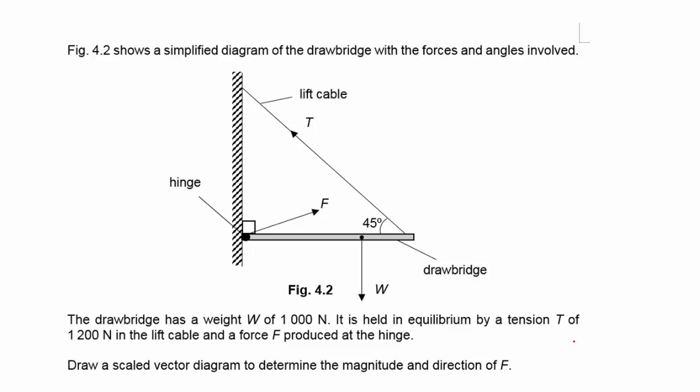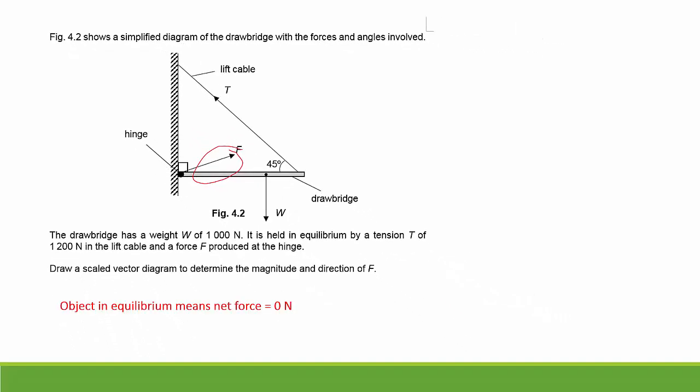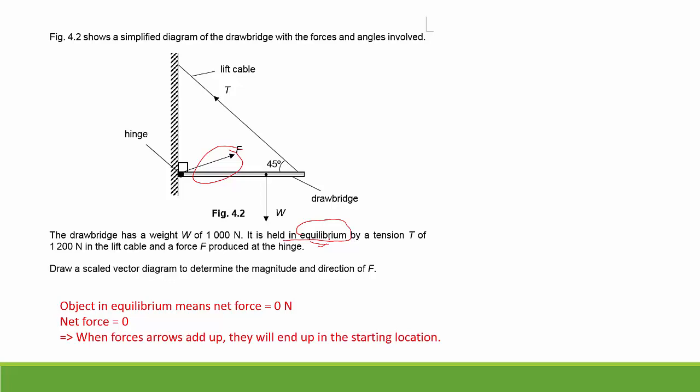Okay, so right now the task is to draw a force diagram to find the value of F. The concept applied is that an object in equilibrium means that net force equals 0, because this is held in equilibrium. Okay, highlight this. So net force equals 0. And net force equals 0 simply implies that when all the force arrows add up together, they will end up at the starting location. So you add up weight, you add up tension, you add up W, and you'll find that they will all end up at the same location. Okay, meaning that you end up over here.